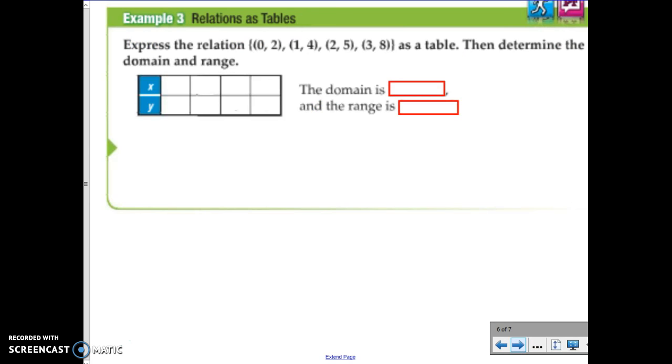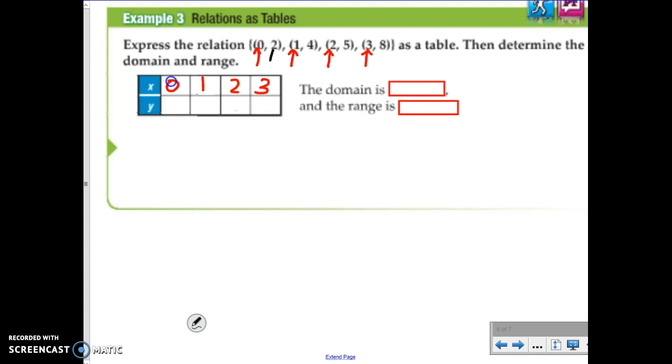So let's take a look at what that looks like. We're going to express the relation (0, 2), (1, 4), (2, 5), and (3, 8) as a table. Then we're going to determine the domain and the range. So first, all you do is take all of your x coordinates. So here is x, here is x, here is x, and here is x. And you write them into your table. So I have 0, 1, 2, and 3.